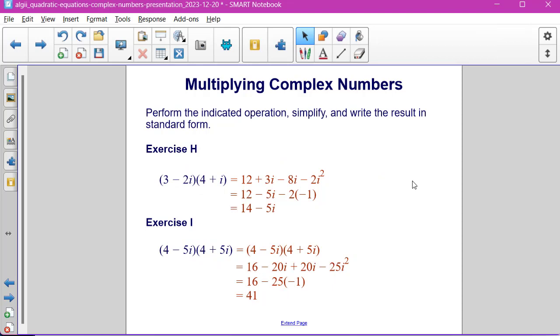And here we can see the solutions to exercises H and I, and they do match the solutions that we found. 14 minus 5i for exercise H, and 41 as the solution to exercise I.